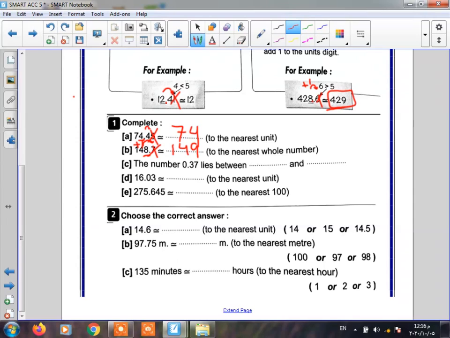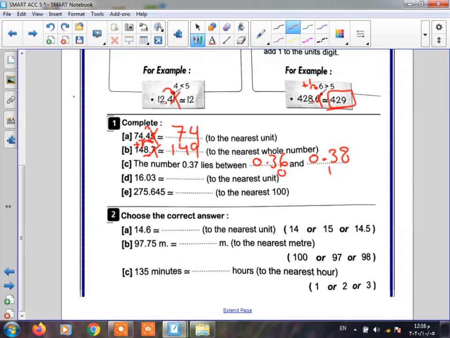Here the number 0.37 lies between dot and dot. Here we take this number in junior 4. Here 0.37 lies between 0.36 and 0.38. If he says to you, I need a whole number, or 0.37 is between what and what in whole numbers, we will write 0 and 1.